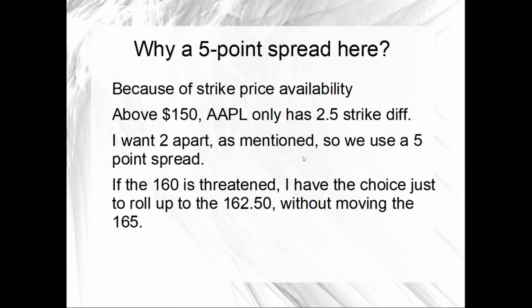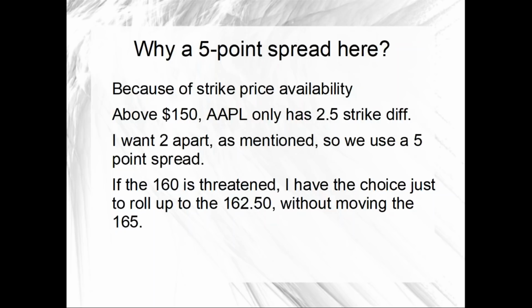Now, why didn't I keep the same structure of a 2-point spread that we saw in the bull puts for our bear call example? Well, it simply comes down to strike price availability. On this particular security, once you get above the $150 price or $150 strikes, Apple only has 2.5-point strike differences. It's kind of weird when you look at a chain, right? You can see the 140, 141, 142, 43, 44, 45, 46, 47, 48, 49, 50, 52 and a half, 152 and a half, 155. So it jumps at that point.